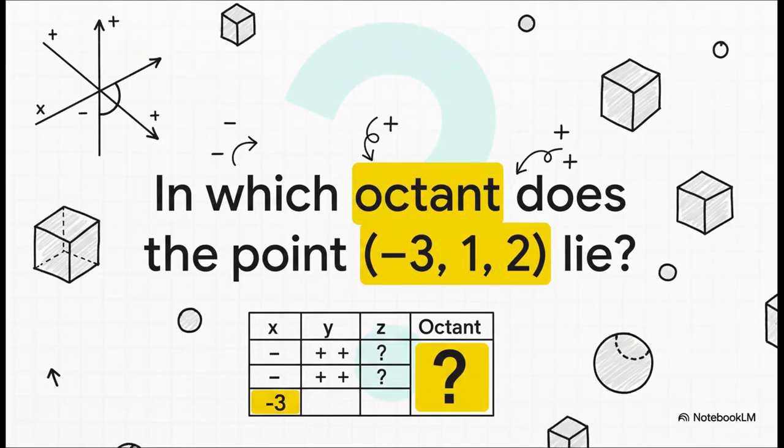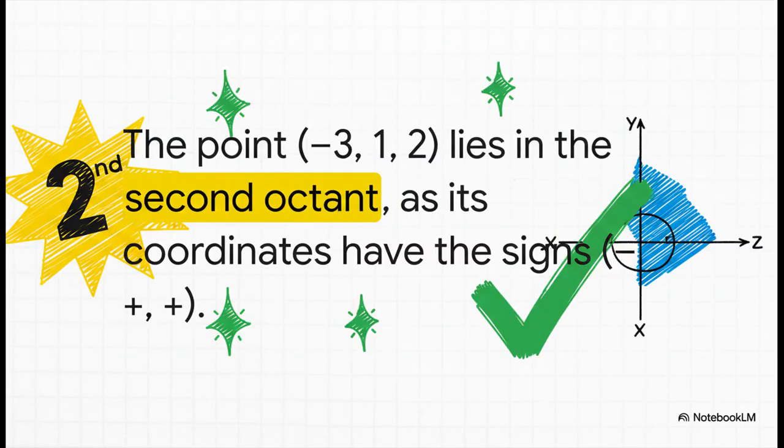Let's test this out with a quick exam question, okay? So, in which octant does the point -3, 1, 2 lie? Just look at the signs. X is negative, y is positive, and z is positive. So we have a minus, a plus, and a plus. If you look at our little table, a minus, plus, plus combination lands you in the second octant. See? Easy peasy. That's 1 mark right there in your pocket.